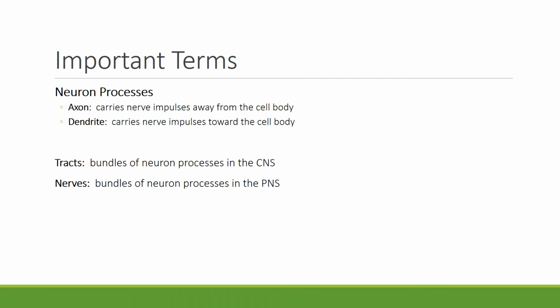Here are some important terms to know. Neuron processes are axons and dendrites. Axons carry the nerve impulse away from the cell body of the neuron, and the dendrite carries nerve impulses toward the cell body of the neuron. Tracts are bundles of neuron processes in the central nervous system, and nerves are bundles of neuron processes in the peripheral nervous system.